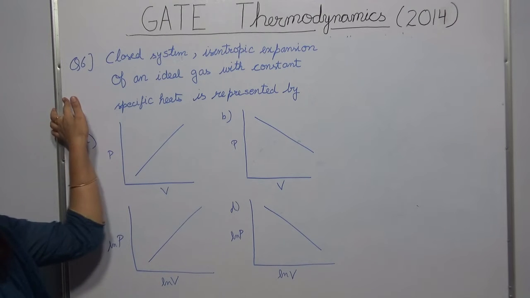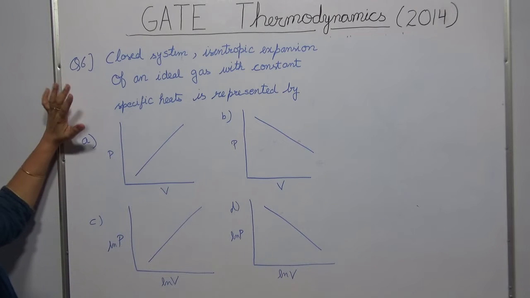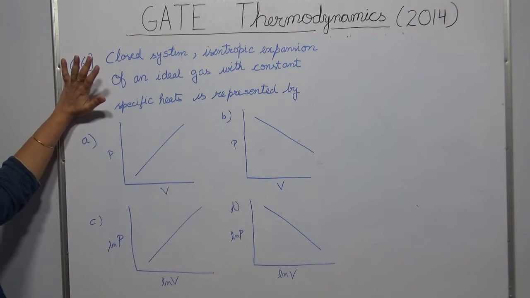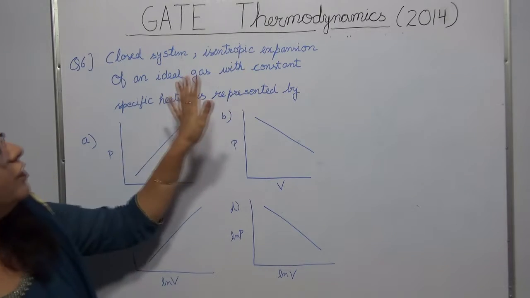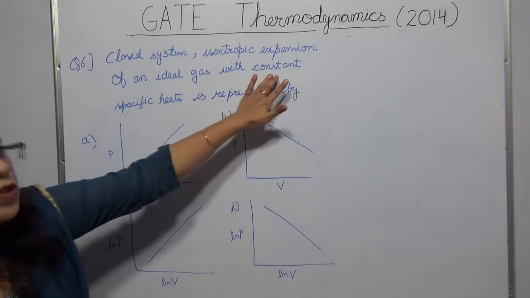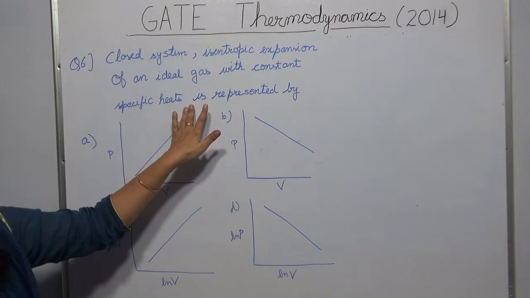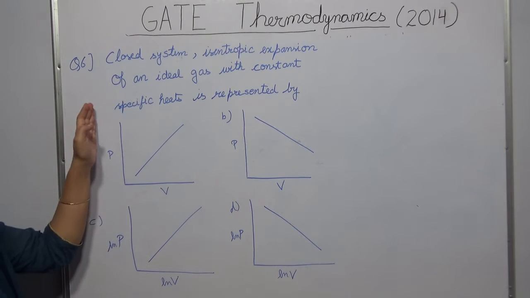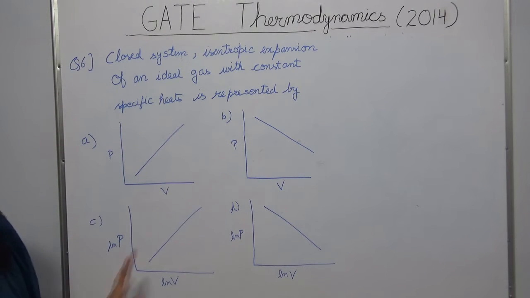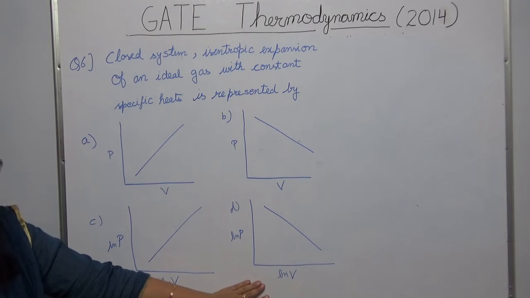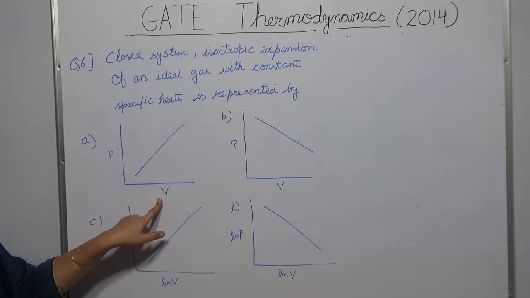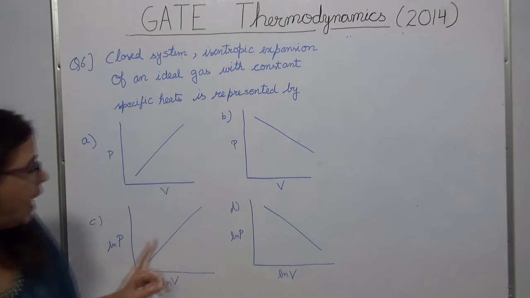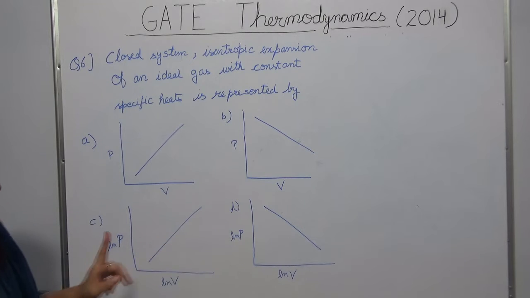So this is the next question, question number 6. It says that in a closed system you have an isentropic expansion of an ideal gas. You have to assume that it has constant specific heats, that is Cp and Cv are constant. Then you have to tell which of these curves represent this process. First see, this is on PV diagram, and options C and D are plotted as ln of P versus ln of V, so it's on a log-log plot.